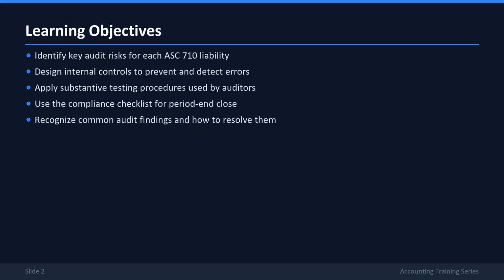By the end of this section, you will be able to identify the key audit risks associated with each major compensation liability under ASC 710. You will be able to design internal controls that prevent and detect common errors. You will understand the substantive testing procedures auditors apply when examining these balances. You will have a practical compliance checklist you can use at every period end close, and you will recognize the most common audit findings along with the steps to resolve them.